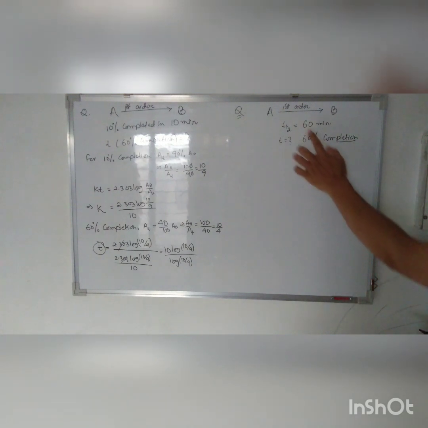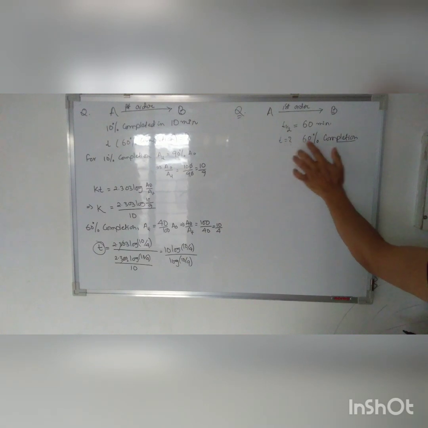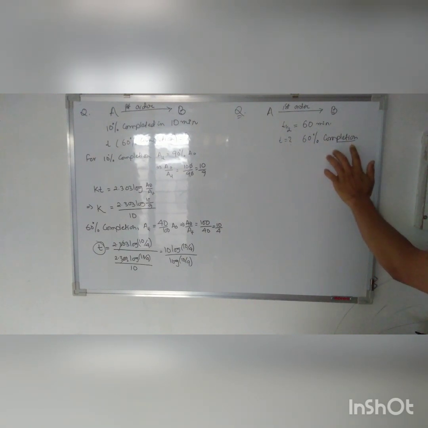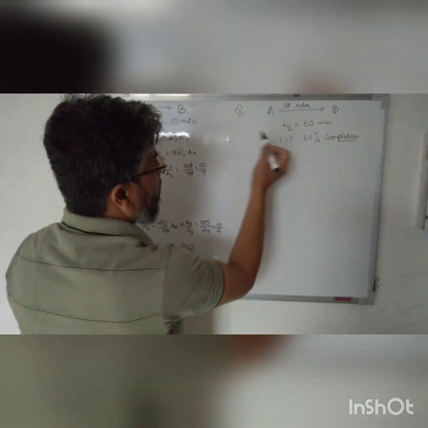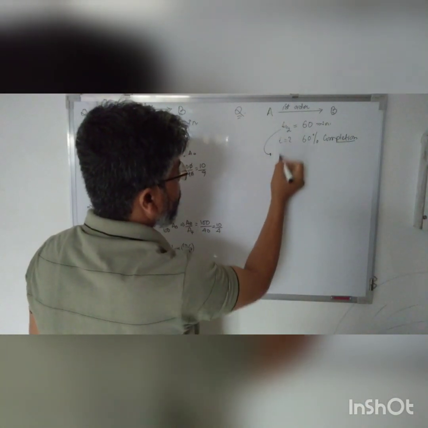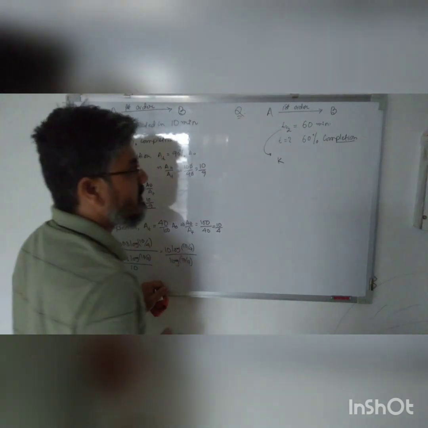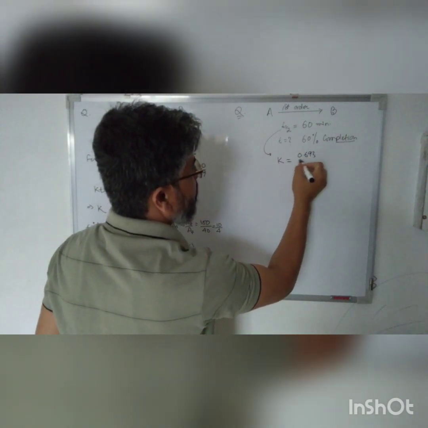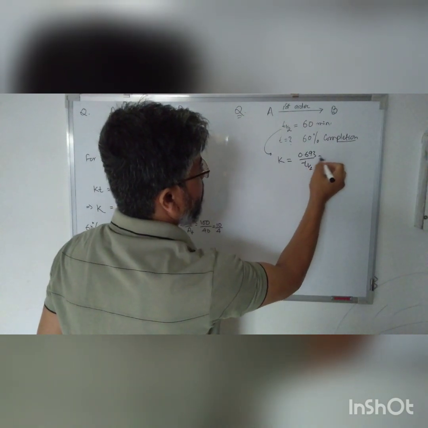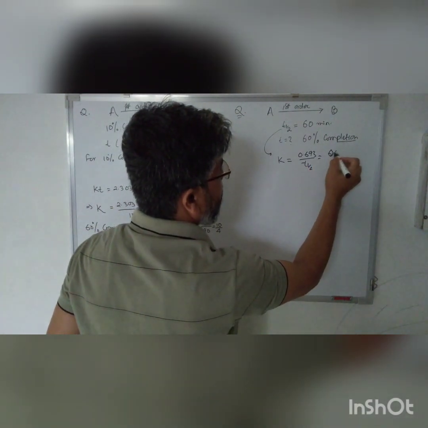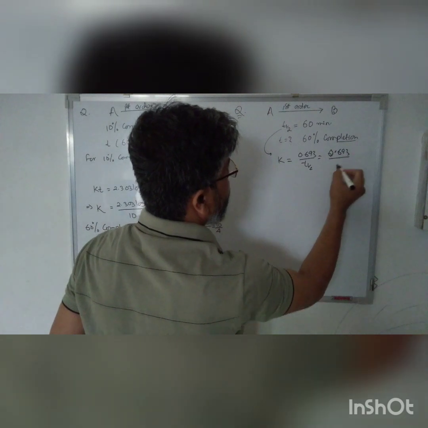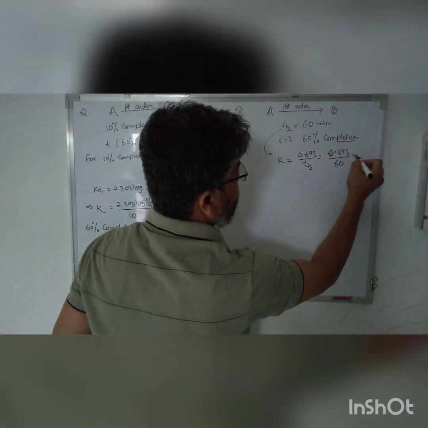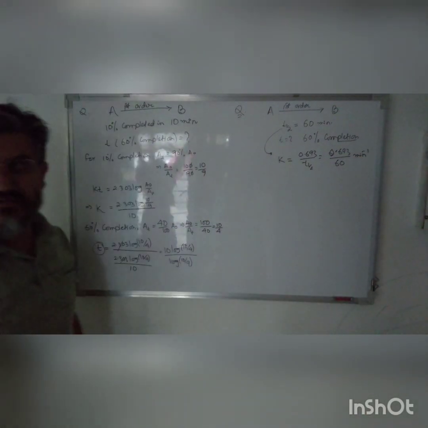The question says the half-life of this first order reaction is 60 minutes, then what is the time required for 60% completion of the first order reaction? So half-life given means indirectly the rate constant k is given. So the rate constant k is 0.693 divided by half-life. So this is 0.693 divided by 60, per minute.